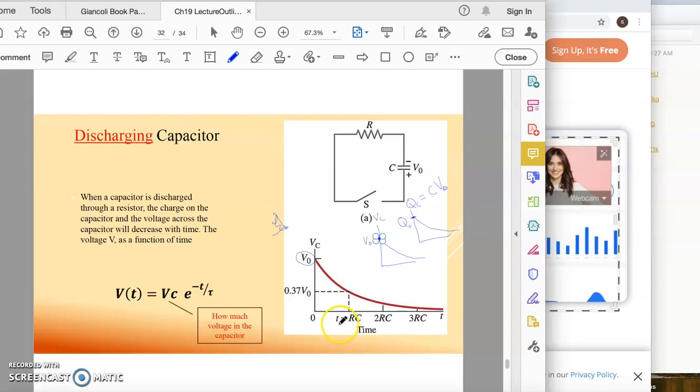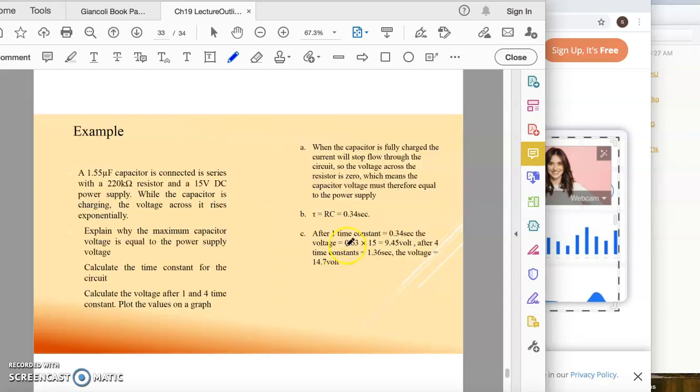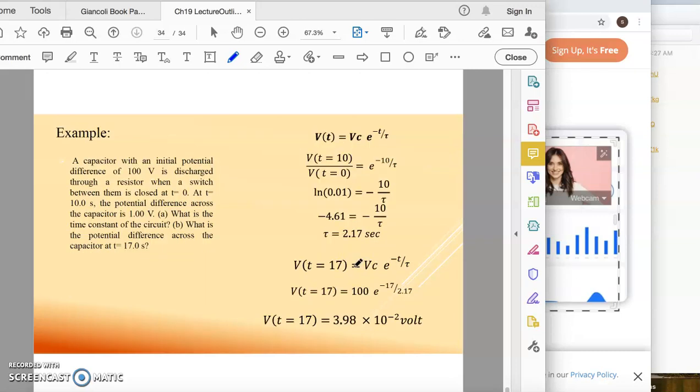And in the discharge, at time equal to tau, what is the value that we will reach? We will reach 37% of the initial voltage. And in the charge, we also reach 37% of the initial charge. All right? And this is an example. I think I solved something like that in the previous YouTube video, so you can go through it. And then here, I just want to mention that this is not V times C, this is V sub C, the voltage across the capacitor.